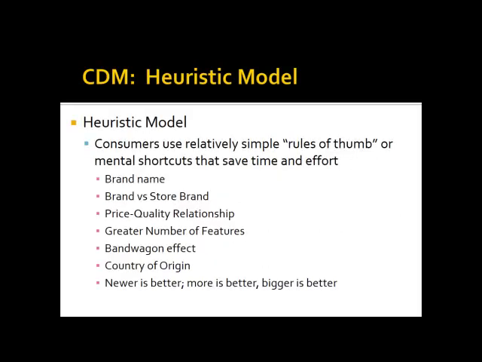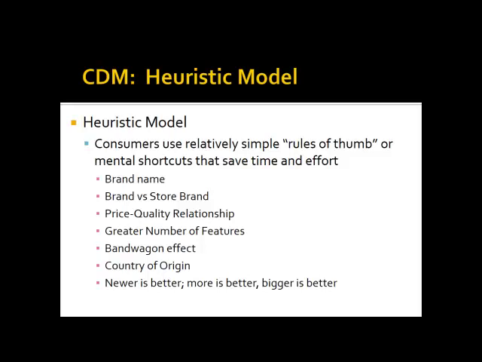A different model is a heuristic model. Heuristics are mental shortcuts, rules of thumb, things we've adopted or learned over time to help save us time and effort in decision making. So the idea is we're not always rational. We don't have time. We don't want to put out the effort, especially when involvement is low. So we use these shortcuts to make decisions.